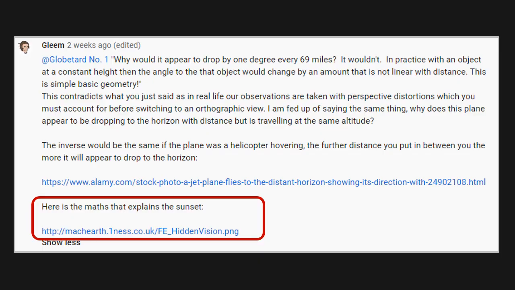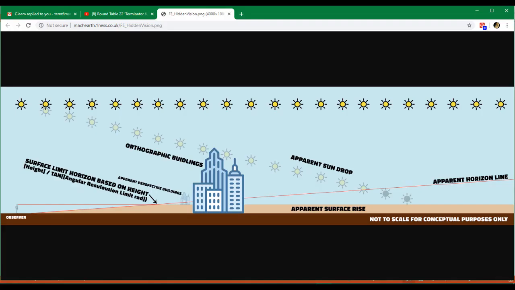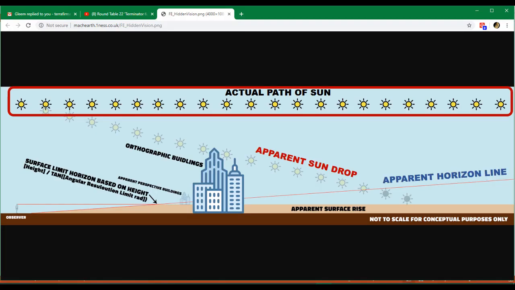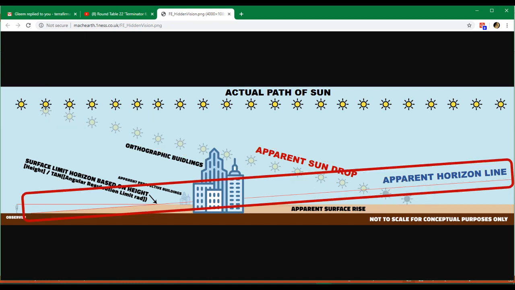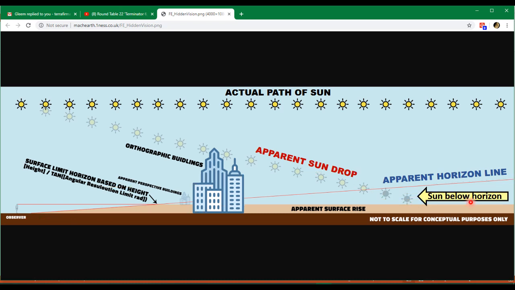So why did Gleem keep pushing this issue? Well, I think this link for the math that explains the sunset will give us an answer. And look what we have here. So up above, we have the actual path of the sun. Next, we have the apparent drop of the sun. And then here we have the apparent horizon line. And notice how the apparent sun drop and the apparent horizon line first converge to this point, and then they diverge after that point. So of course, Gleem thinks this explains the sunset on a flat Earth.